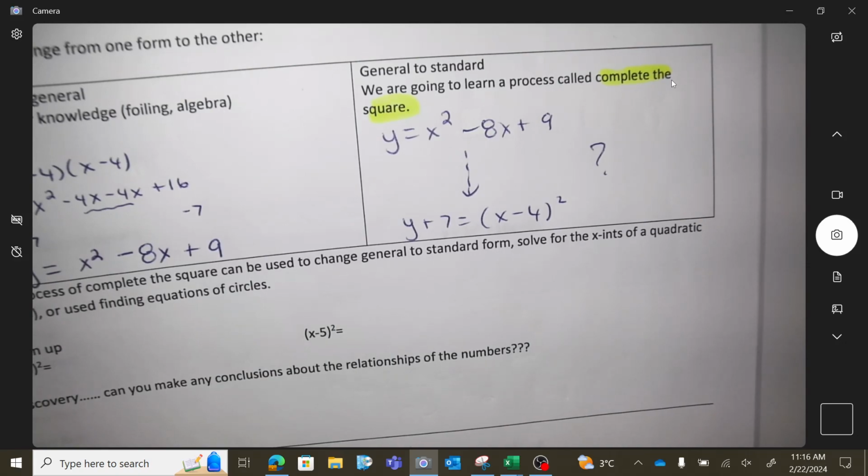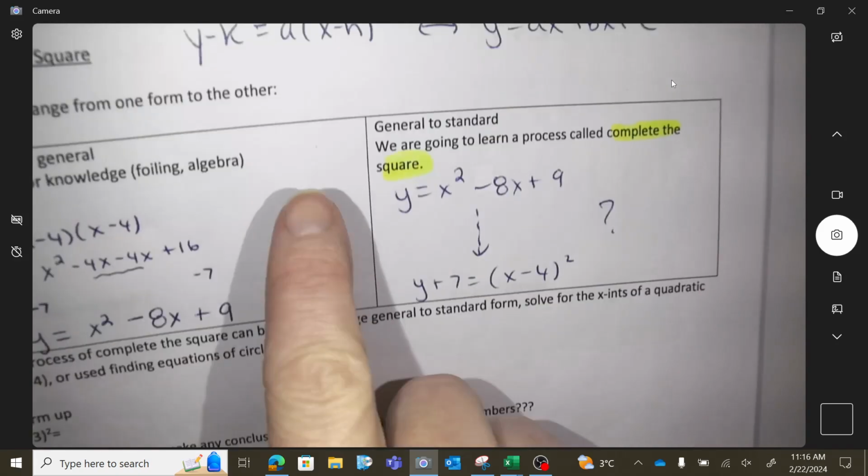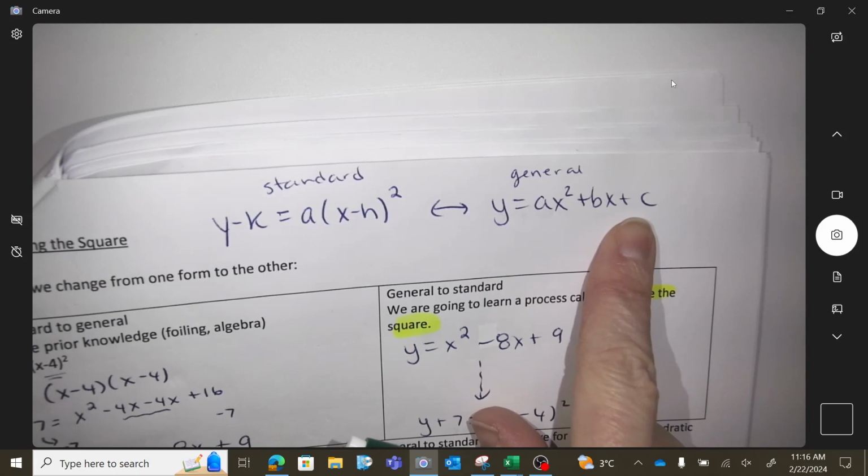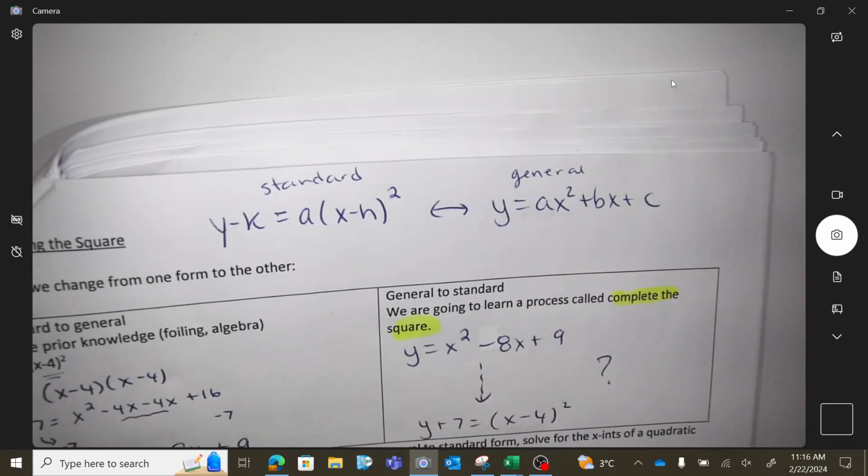When am I going to ever do this? I'm only going to specifically do this on my test when it tells me to. I would never use this for figuring out the vertex, because if I'm looking like this, I have a way to get the vertex. If I look like this, I have a way to get the vertex. So I don't need to ever use this process unless it tells me to.